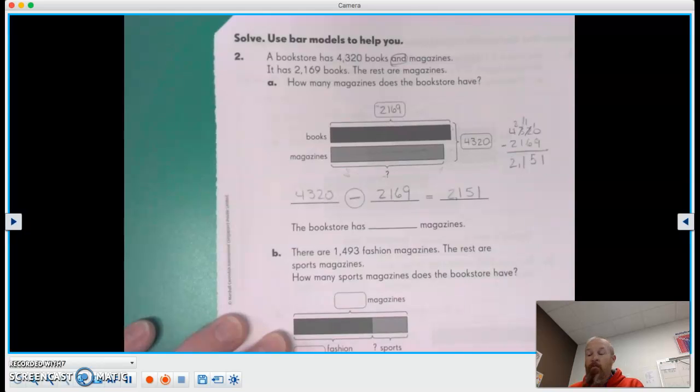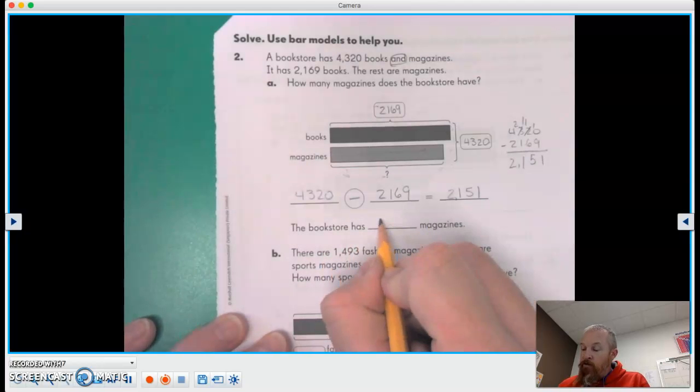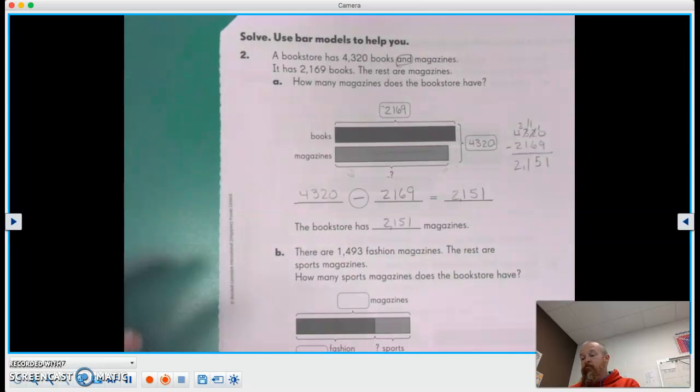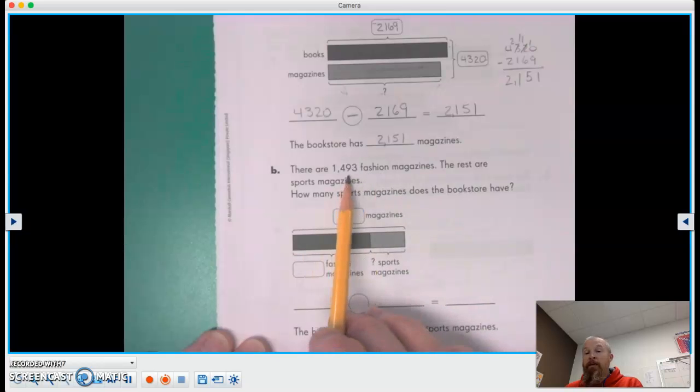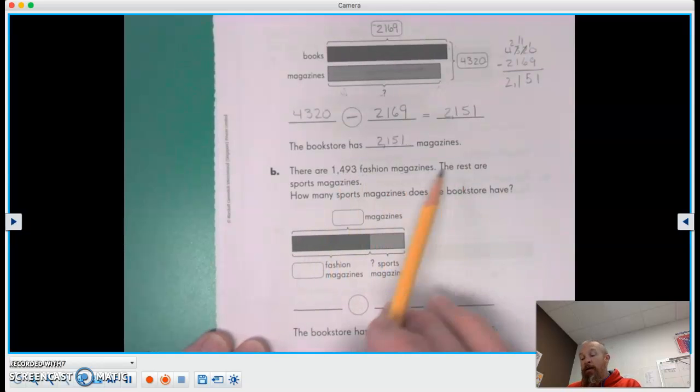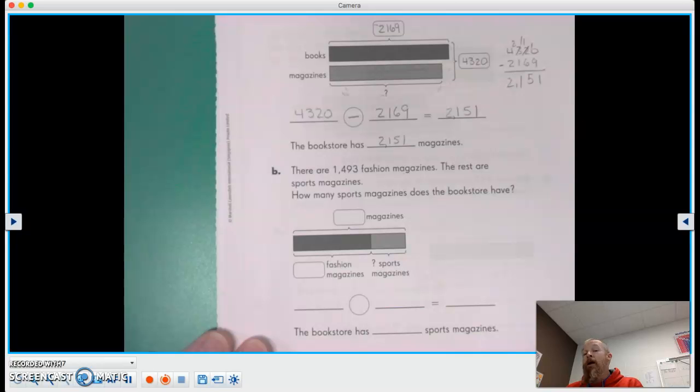2,151. So the bookstore has 2,151 magazines. All right, second part. There are 1,493 fashion magazines. The rest are sports magazines. So how many sports magazines does the bookstore have?